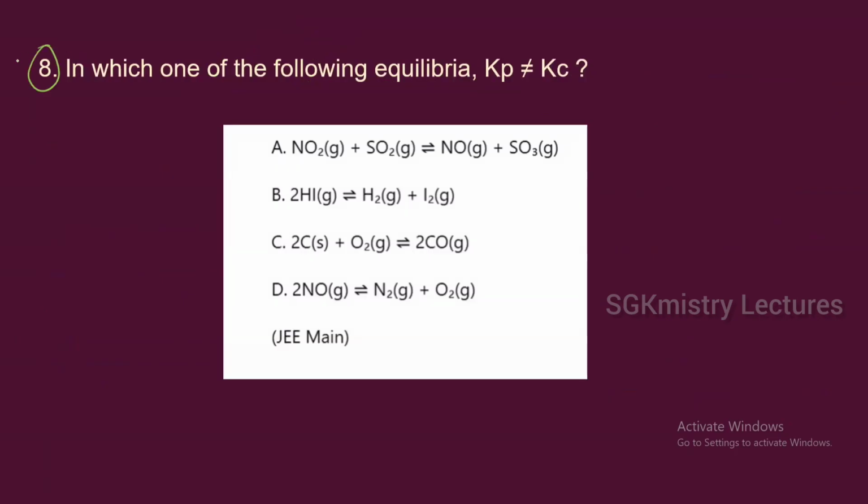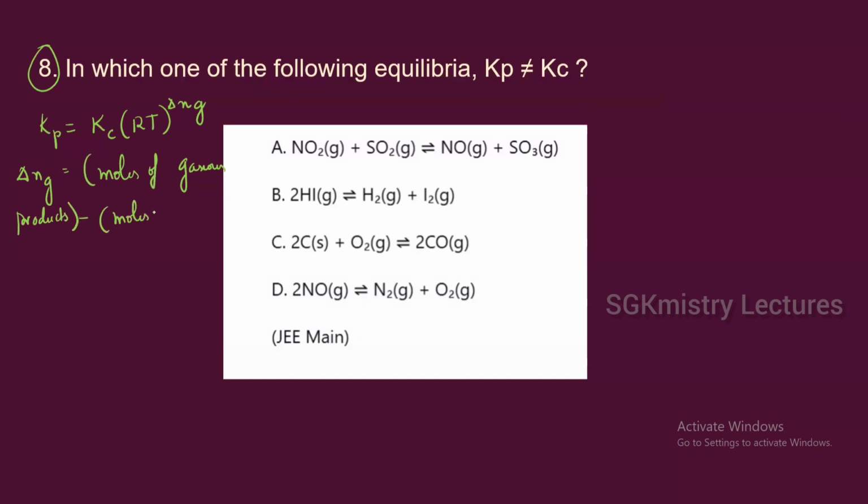Coming on to question number 8. In which of the following equilibria is Kp not equal to Kc? In this case, we need to look into the relation Kp is equal to Kc into RT to the power of delta Ng. Delta Ng is equal to moles of gaseous products minus moles of gaseous reactants.